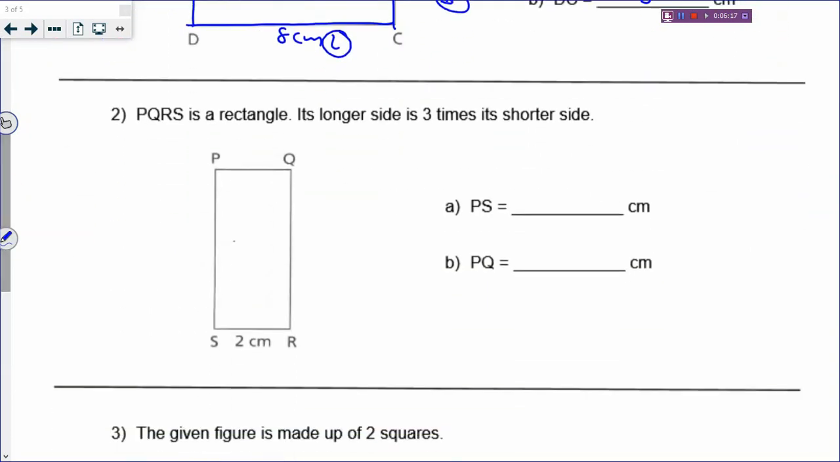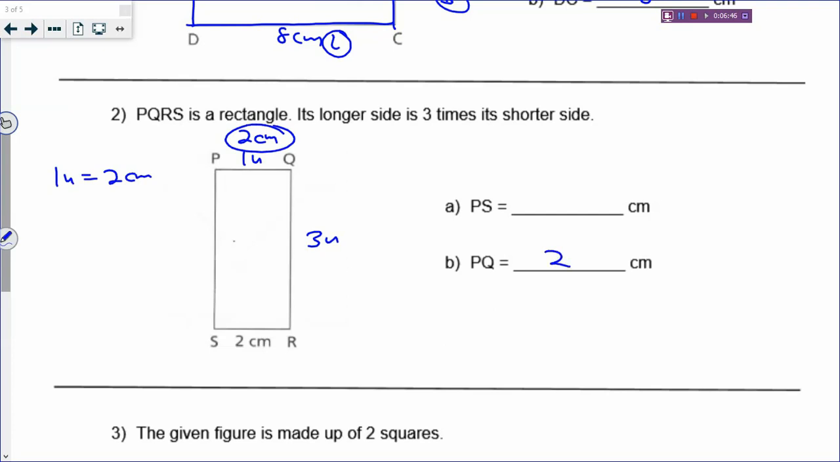Okay, let's go to another question. Now, PQRS is a rectangle. The longer side is 3 times, and 3 times means 3 units, and the shorter side is 1 time, like model drawing, right? 3 boxes, 3 units, 1 box, 1 unit. And you can see that opposite sides are equal, right? Which means that your 1 unit is the same as 2 cm. 1 unit equals 2 cm, which means that your PQ, of course, is 2 cm. So you got your answer here.